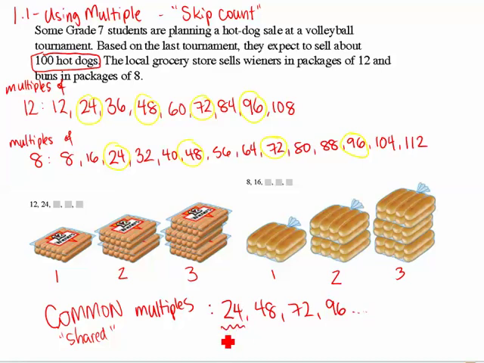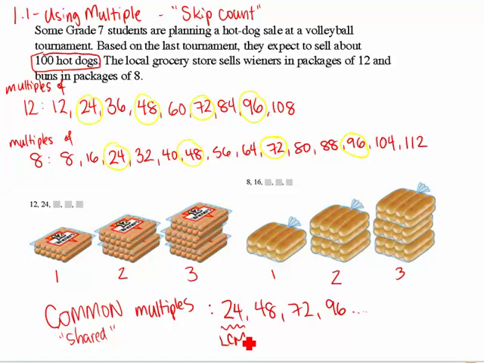And we abbreviate that the LCM because it's the lowest common multiple. This basically means this is the least whole number that has two or more given numbers as its factors. So in this example, 24 is the least common multiple of 8 and 12.